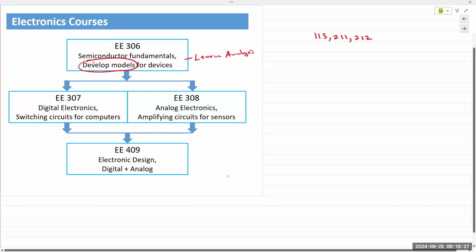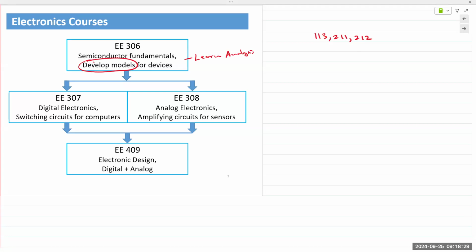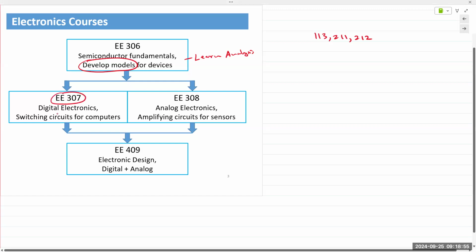Then you go on to take 307 next quarter. 307 is digital circuits. You will take the models and the techniques you learned in 306 and apply it to create and develop digital logic circuits. It's the same transistors, but the transistor has several regions of operation, right? Depending on the region of operation, you can create either analog or digital circuits. And so 307 is all digital electronics.